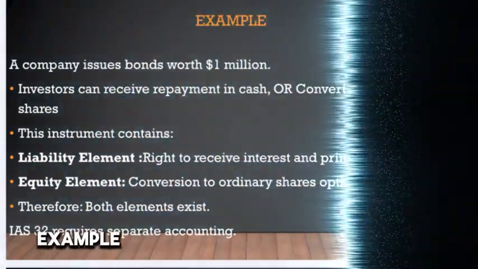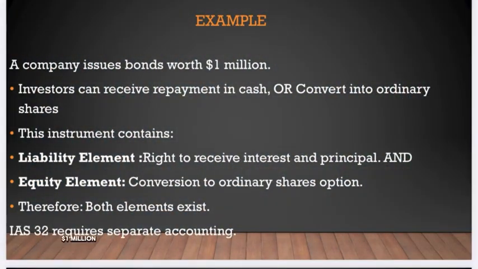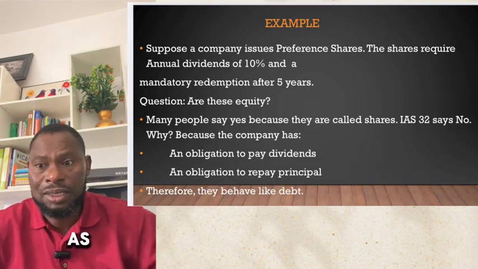Now, let's look at an example. A company issues bonds worth $1 million. Investors can receive repayment in cash or convert into ordinary shares. This instrument contains a liability element, that is the right to receive interest and principal. And it also contains an equity element, that is the conversion to ordinary shares option. Are you seeing it? Therefore, both elements exist. So IAS 32 requires separate accounting. It means you have to treat one as a liability and treat the other as equity.